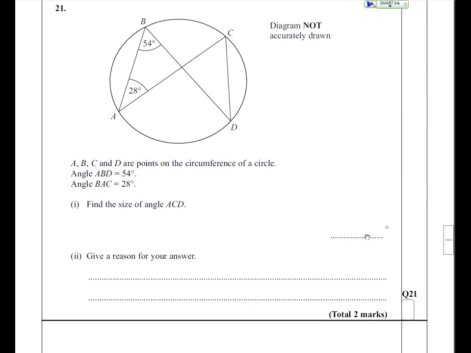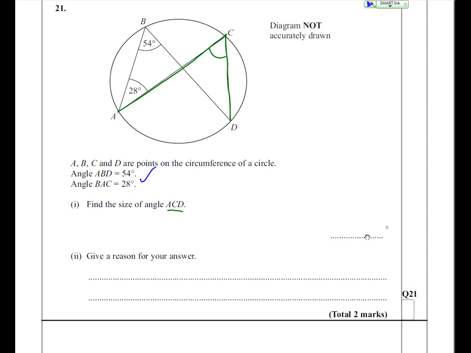Question 21. A, B, C and D are points on the circumference of a circle. Angle ABD is 54 degrees. Angle BAC is 28 degrees, that's shown. Find the size of the angle ACD, this angle.